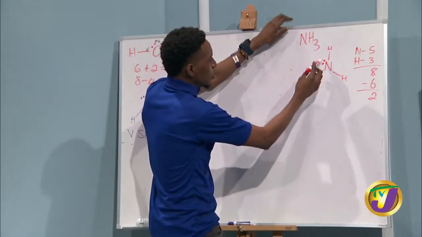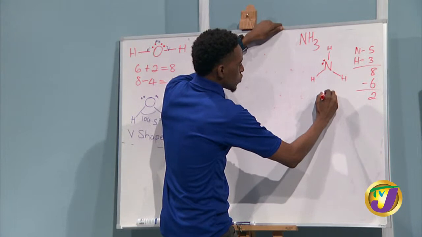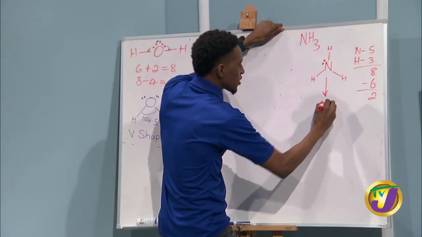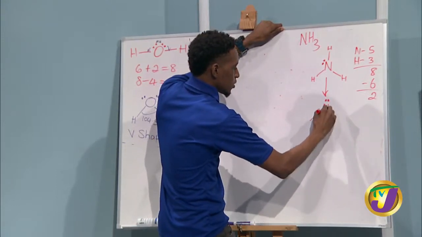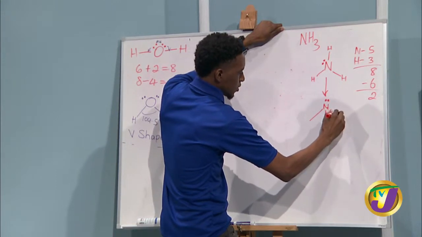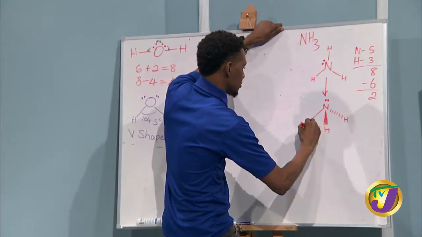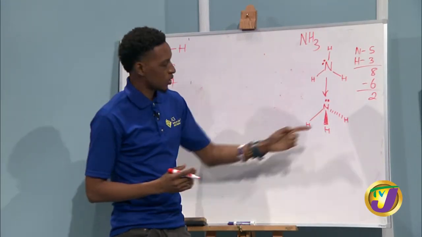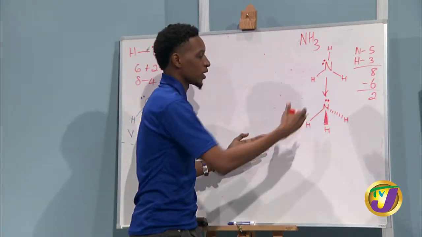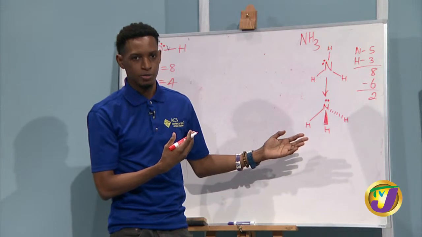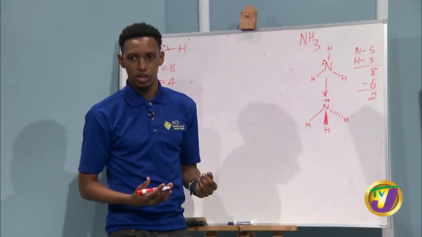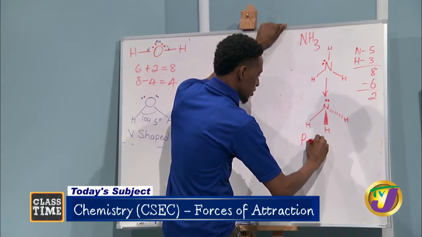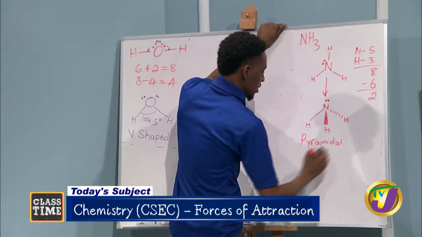So what happens is that the lone pair pushes the bonding pairs closer together, so you end up with a shape like this, where you have the lone pairs on the top and the hydrogens down here. The wedge means that it's coming out of the board towards you. The hashed line means that it's going into the board, behind the plane of the board. So this is kind of a 3D representation of something like this. And this is a pyramidal structure.